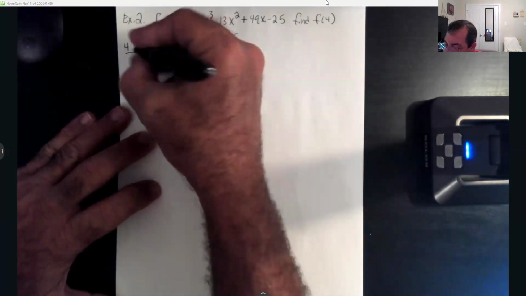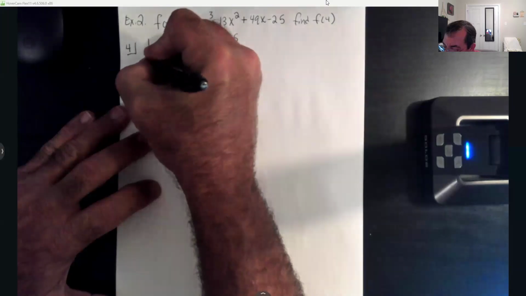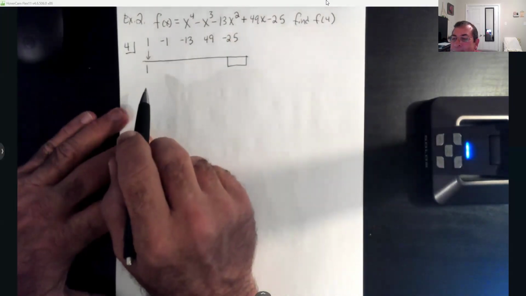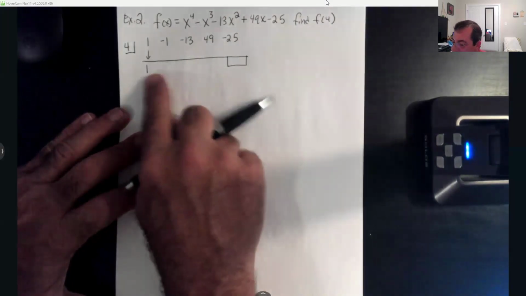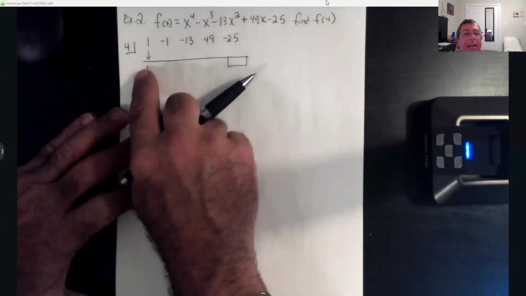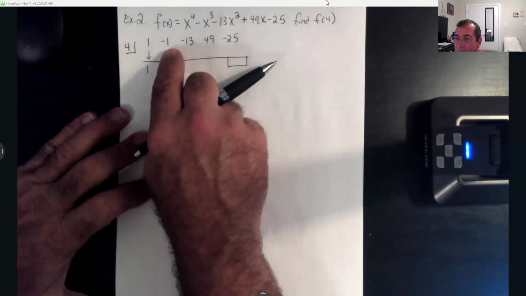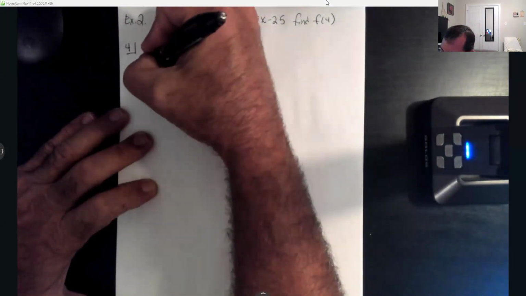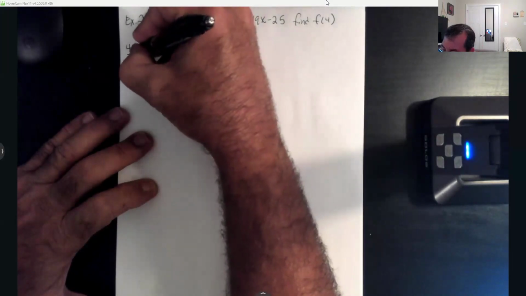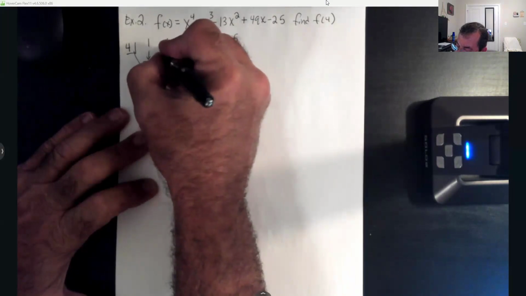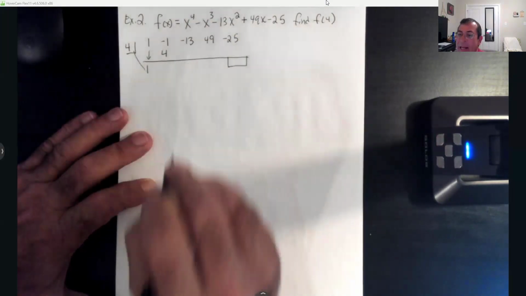Watch what I do. Your first step is to take the first number and bring that thing down below that line. Now, any number that we bring below the line gets multiplied by the C and put into the next column. So watch this. You're taking this number times the 4. So 1 times 4 is 4, and you're putting that into the next column.